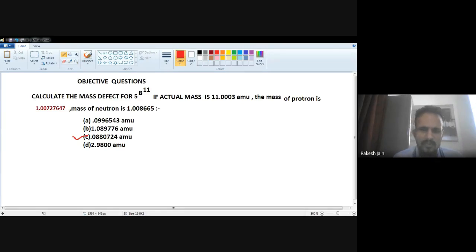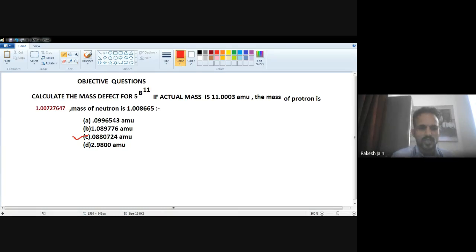Now the second question is: a nucleus has a mass number A, atomic number Z, and binding energy B. The mass of neutrons and protons are Mn and Mp respectively. And c is the speed of light. Which of the following expressions correctly represents the mass of the nucleus? This can be copied.